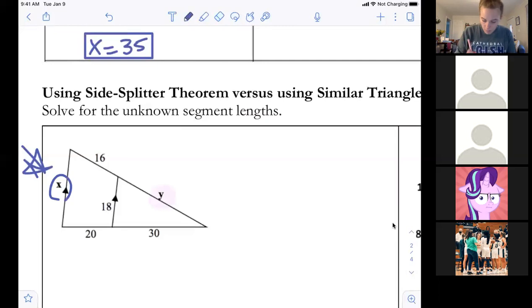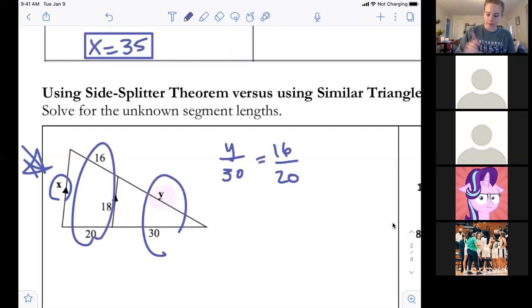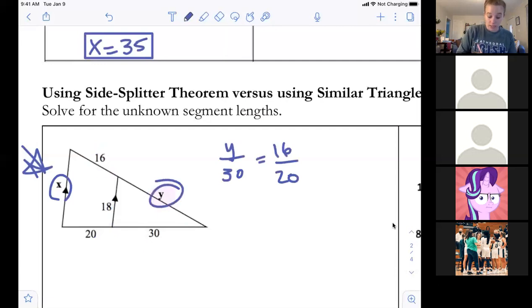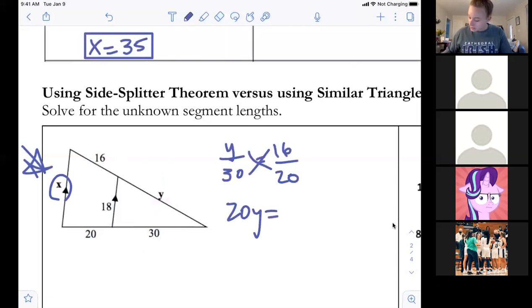Y/30 equals 16/20. Would that work? That does work. We also could have done y/16 equals 30/20, lots of different ways. If you wrote a proportion that doesn't match what we did, let's cross multiply. I get 20y equals 30 times 16, which is 480. Then I divide 480 by 20, and I get y equals 24. So even if you set up a different proportion, you should still get 24.